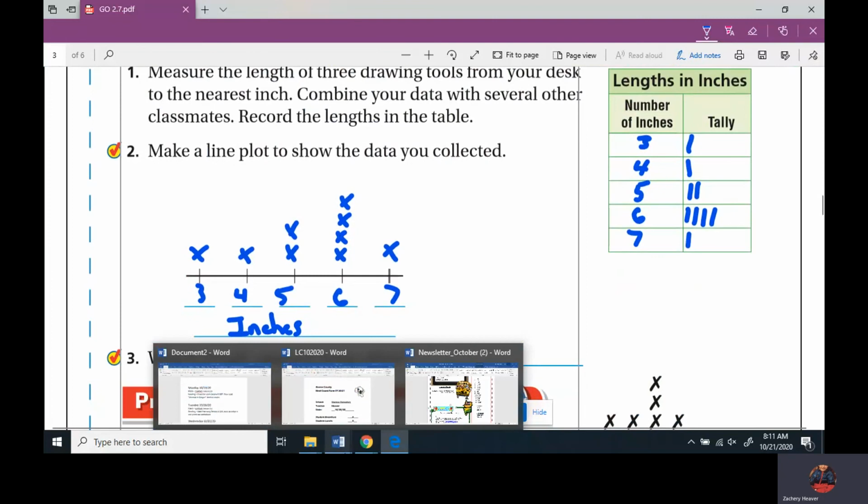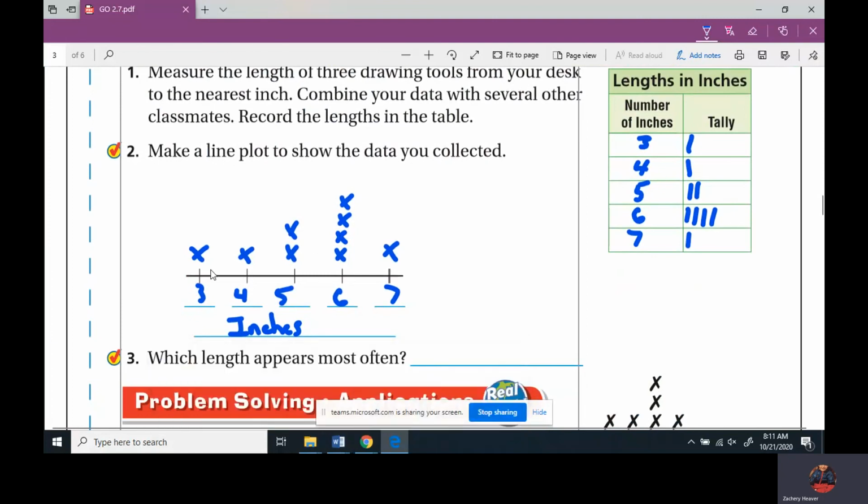It would look just like this. And it says, what length appears the most? Well, all we have to do is look at the graph. Oh, there's a lot of 6. This is what this one would look like. There's a lot of 6.